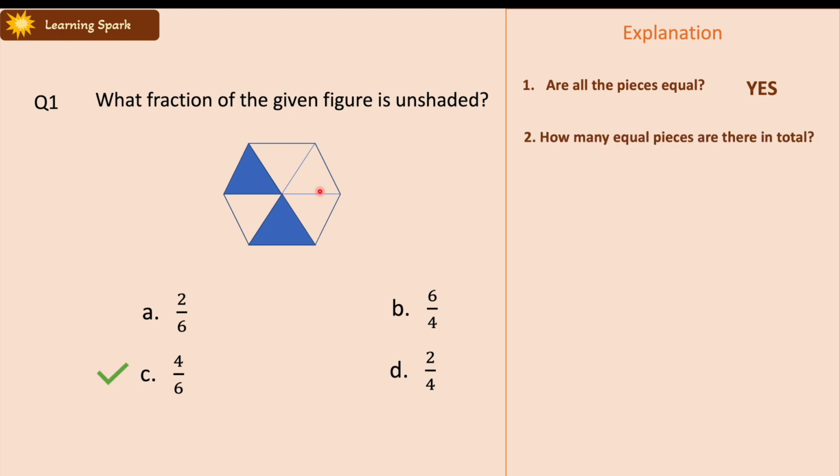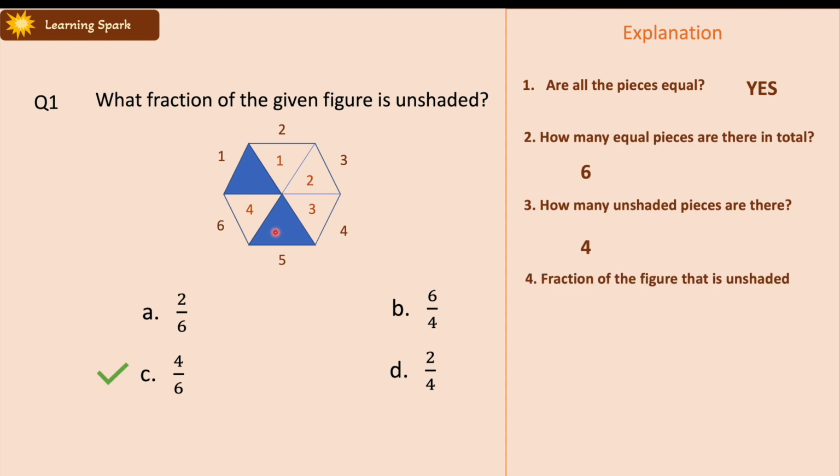And then how many equal parts are there in this hexagon? We can see that 1, 2, 3, 4, 5, 6. 6 pieces are there in total. And then how many unshaded pieces are there? We can easily calculate 1, 2, 3, 4. Right? So 4 unshaded pieces are there.